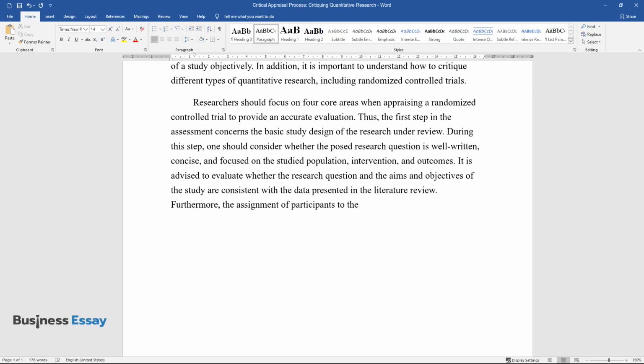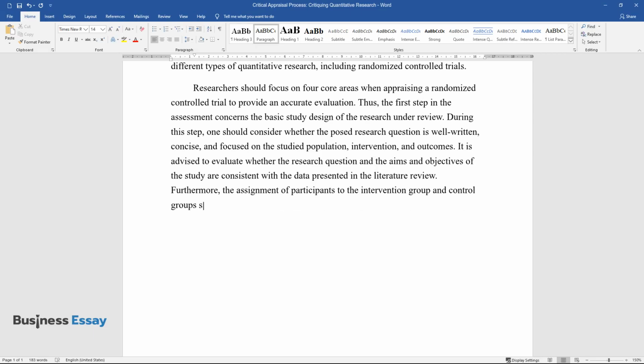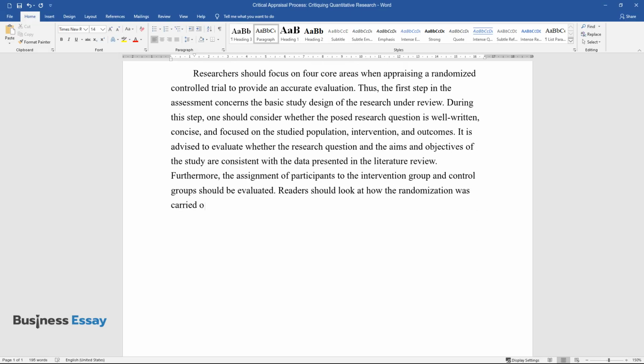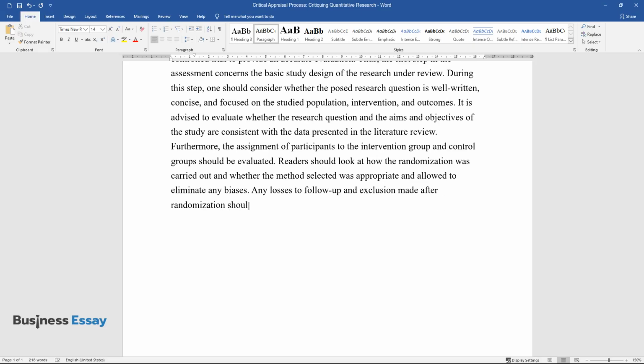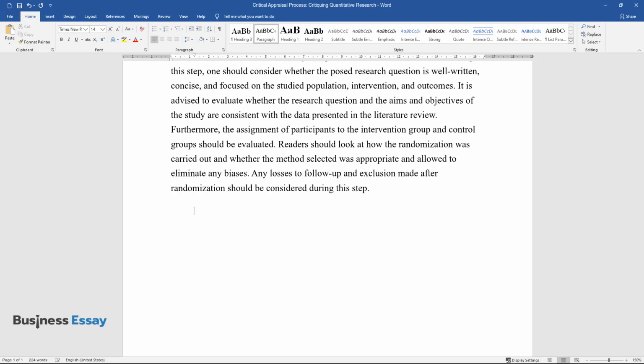Furthermore, the assignment of participants to the intervention group and control groups should be evaluated. Readers should look at how the randomization was carried out and whether the method selected was appropriate and allowed to eliminate any biases. Any losses to follow-up and exclusion made after randomization should be considered during this step.